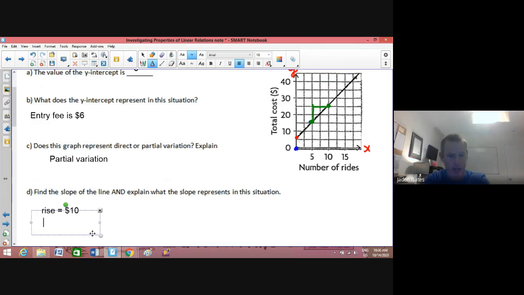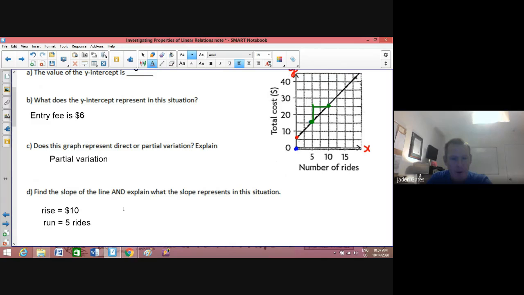All right. Now I have to divide that by the run. So I look at my run here. And let's see here. My run, how much I go left or right. Again, up and right are positive, left and down are negative numbers. So I start here, I go 2 blocks, but it isn't just 2 blocks. That is moving from 5 rides over to 10 rides. So in fact, I've gone up 5 rides.